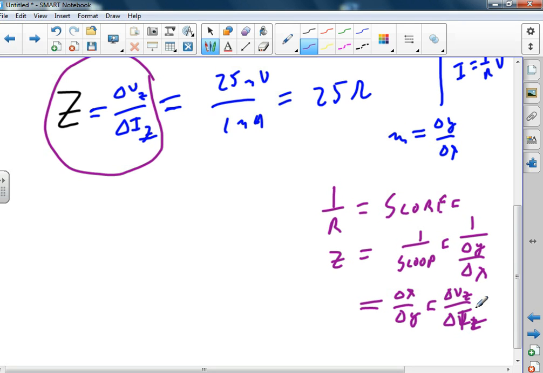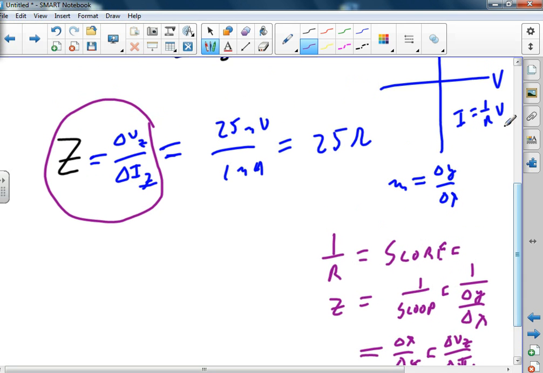Does 1 over equal to? What? Nothing's 1 over. I mean, 1 over R. Yeah, 1 over R is the slope by that equation.